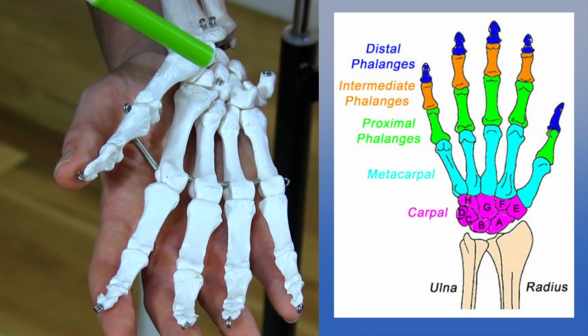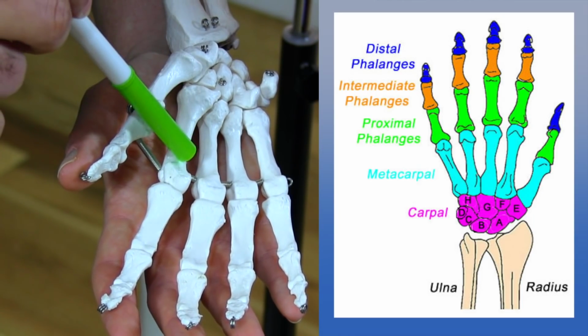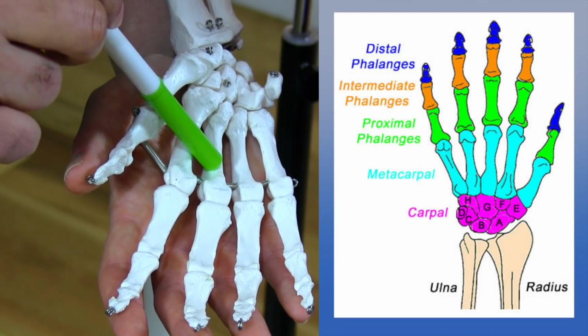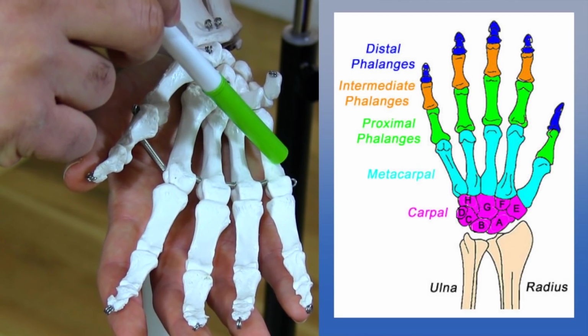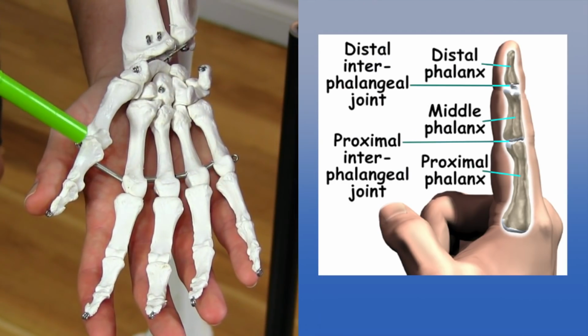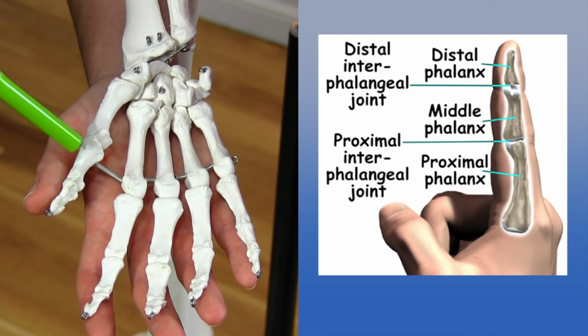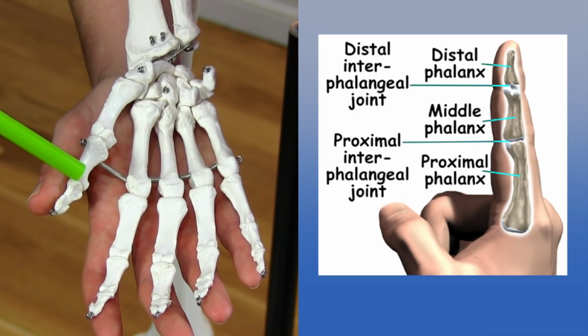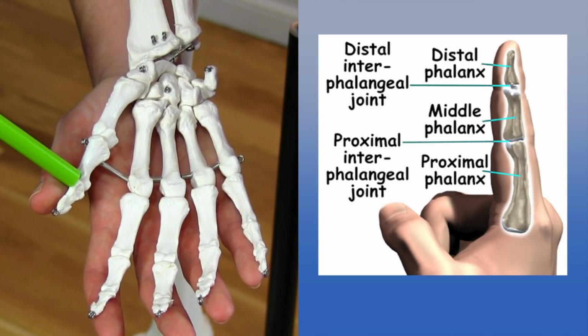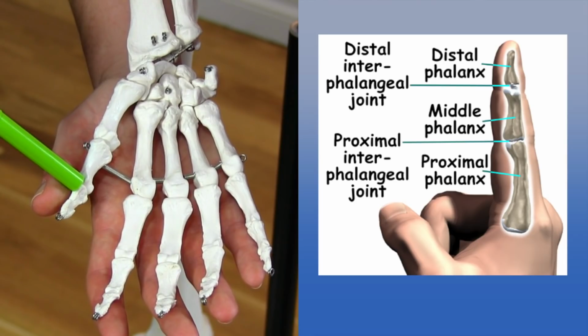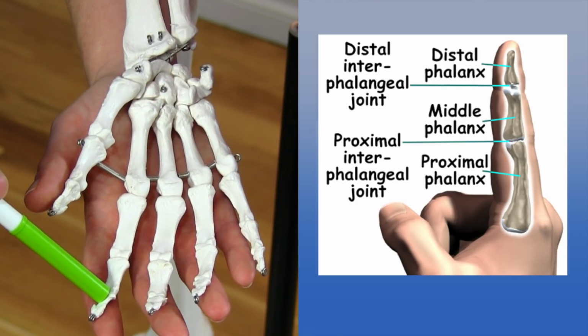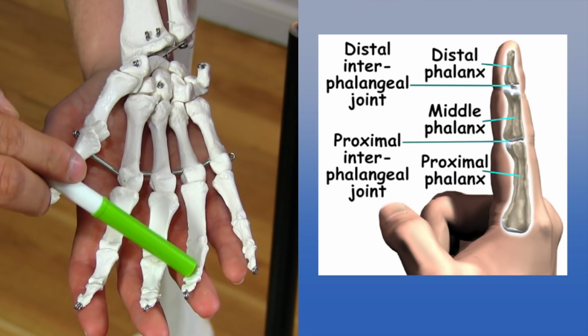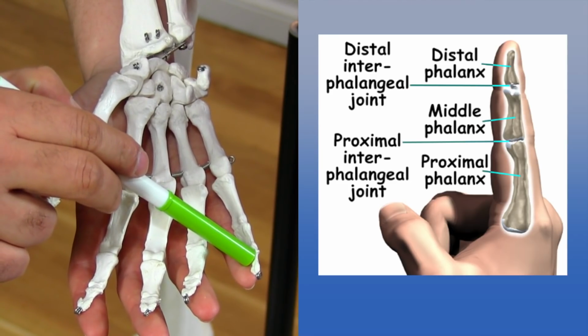Looking at the metacarpals, we have the first metacarpal, second metacarpal, third metacarpal, fourth metacarpal, and the fifth metacarpal. Now let's take a look at the joints that are formed between the bones of the hand. Starting out with the thumb, we have the first distal interphalangeal joint, also known as a DIP or dip joint. We have the second dip joint, the third dip, fourth dip, and fifth dip.